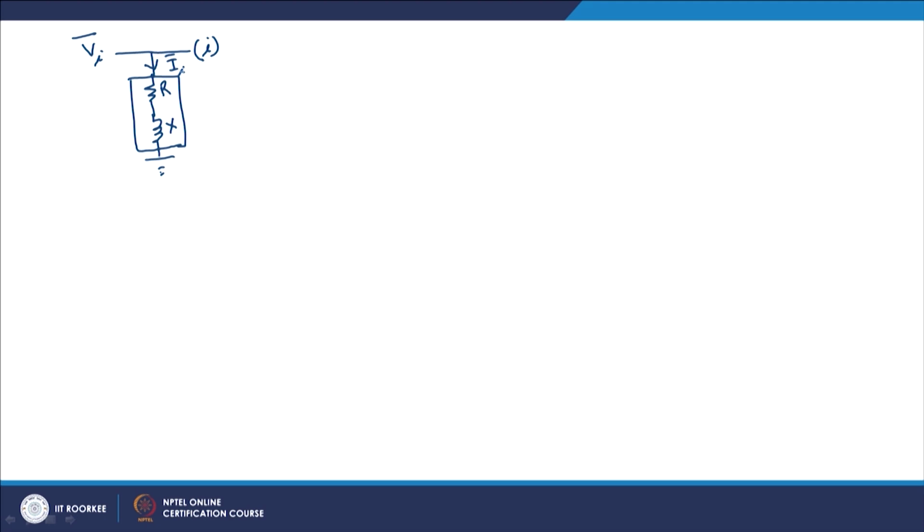So, if I take Vi to be the reference quantity, then we take Vi angle 0, and Ii would be lagging. So, Ii would be given by magnitude angle minus theta. So, it will have Ii cos theta minus j Ii sin theta.